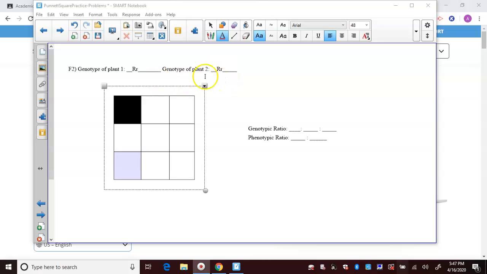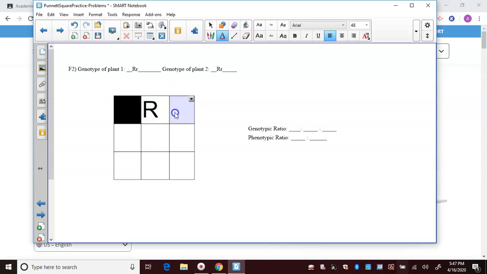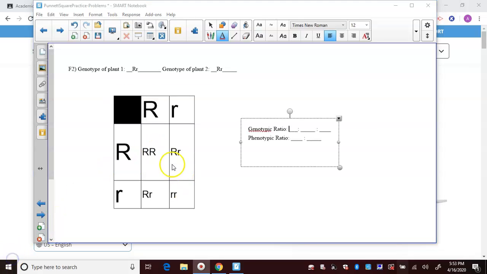So remember, they were heterozygous. So here's the genotypes of the 2 plants. Now you're going to put them into the Punnett square, and then you're going to fill in the Punnett square. All right, so now that the Punnett square is filled in, we're going to go up here and write in the genotypic ratio. So in this case, we do have 1 capital R, capital R. We then have 2 capital R, lowercase r's, and then 1 lowercase, lowercase.